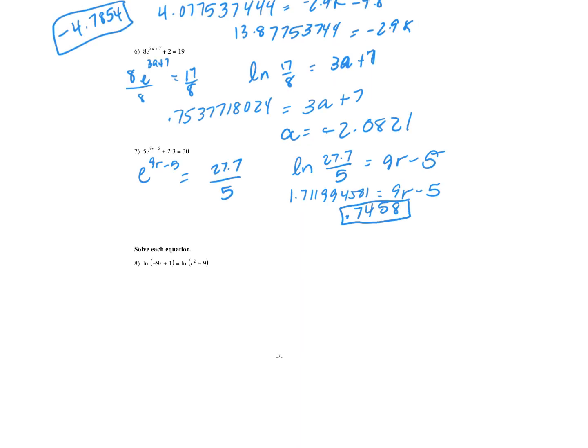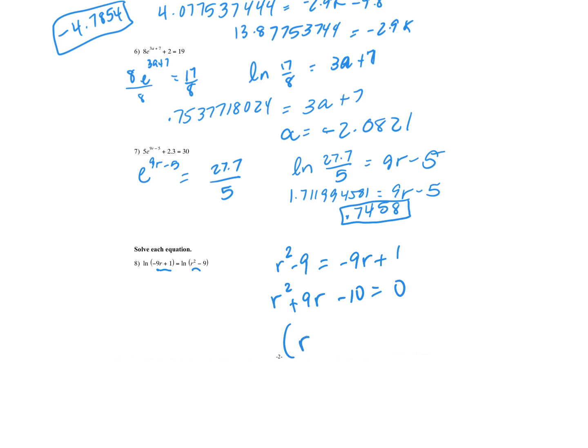The rules for this are the same as the rules for log. You can use your formula sheets. So if the ln of this mess equals the ln of that mess, then this mess equals that mess. I always put the square on the left so that when I move everything over to the left, the r squared is positive. So I have r squared plus 9r minus 10 equals 0.